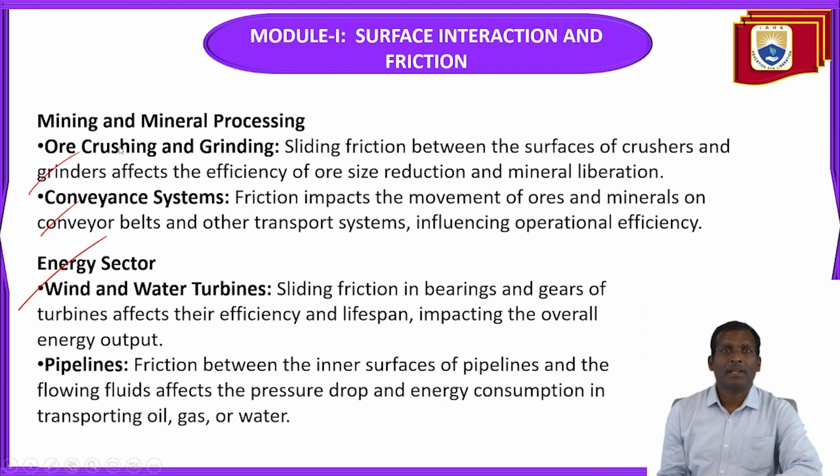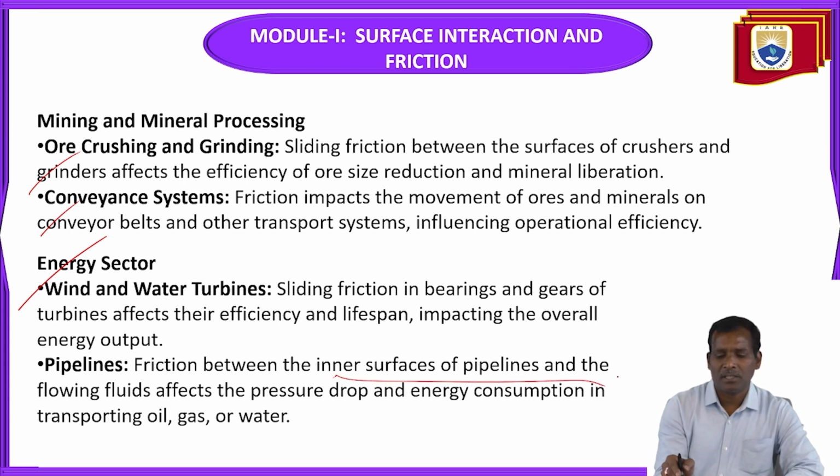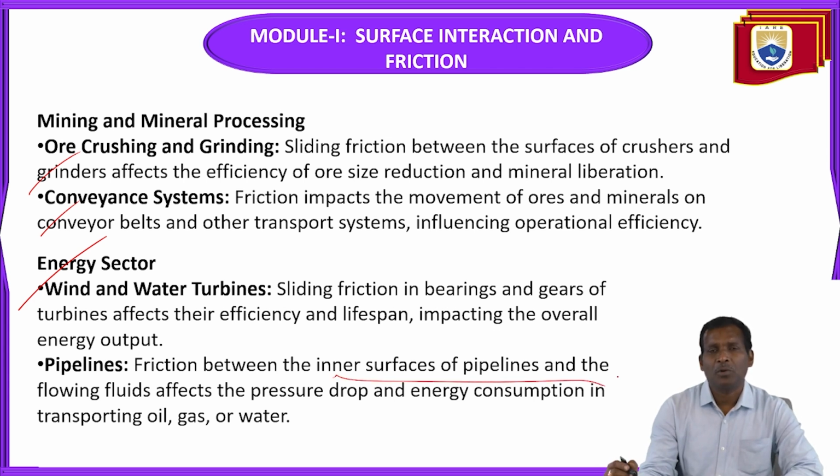In the case of mining and mineral processing, ore crushing and grinding, conveyance systems, and energy sector, wind and water turbine, and pipelines. So, in wind and water turbines case, sliding friction in bearings and gears of turbines affects their efficiency and lifespan, impacting the overall energy output. In pipelines, the friction between the inner surface of pipelines and the flowing fluids affects the pressure drop and energy consumption in transporting oil, gas, or water.